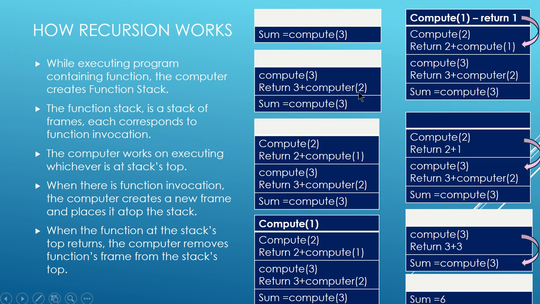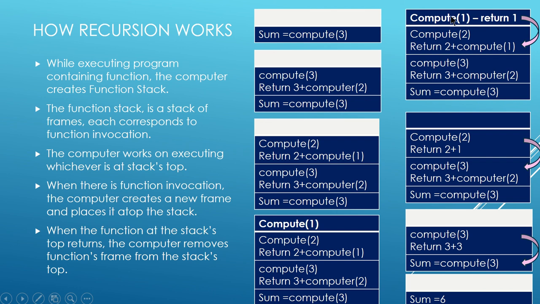Compute of 2 will start executing. Compute of 2 again has a statement, return 2 plus compute of 1. So there is a function call statement, and the frame will be created. There is compute of 3, compute of 2 and then compute of 1. This particular function will be executing now, and there is no more function call statement, so it gives you the value. Compute of 1 returns the value 1.